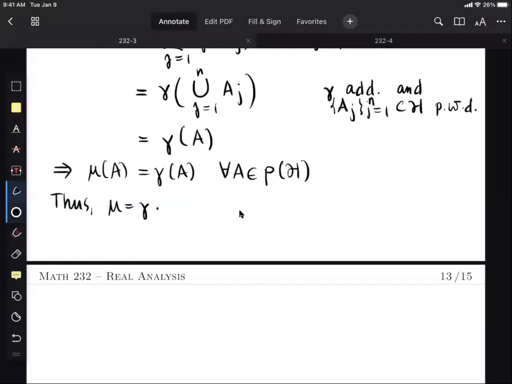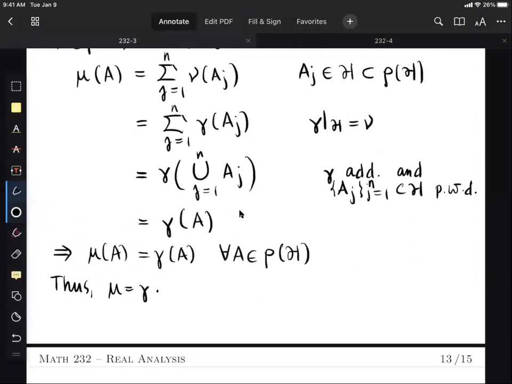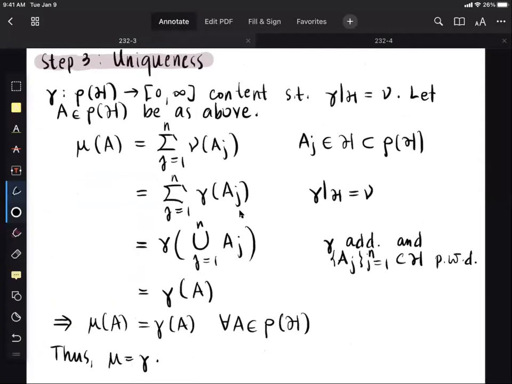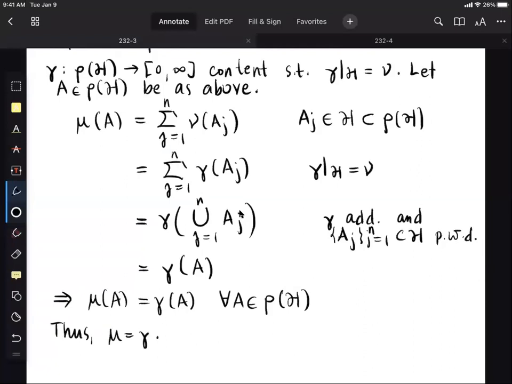So two functions are equal. Recall that two functions are equal if and only if they have the same domain and codomain, which is the case for mu and gamma, and that the function values are equal for any element in the domain. In this case, take note that the domain of mu and the domain of gamma is rho of H. Hence, if you have another content whose restriction to H is nu, then that would coincide with the content mu that we constructed in the previous steps.